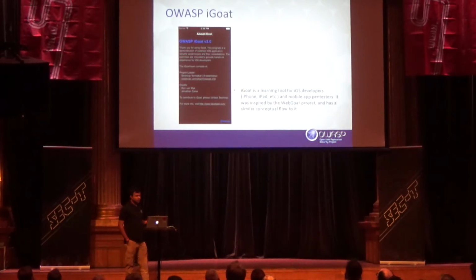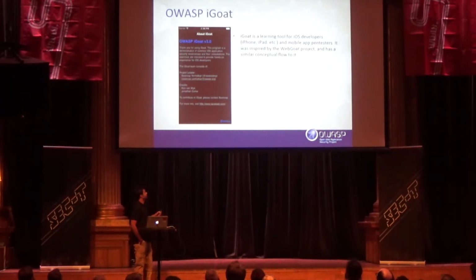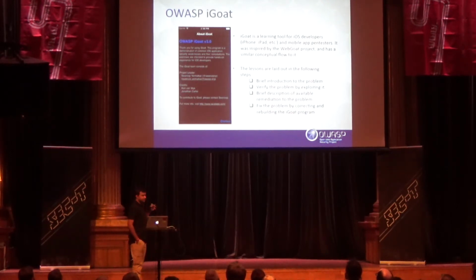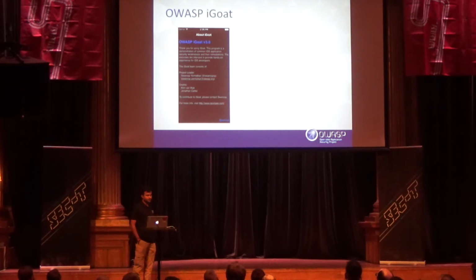So what is OWASP iGoat? It's a tool for iOS developers and mobile app pen testers, and it was inspired by WebGoat and has a similar conceptual flow. So it basically has four things: a brief introduction to the problem statement, verifying the problem by exploiting it, and the remediation of that particular problem. It's a free and open source project. You can bookmark this GitHub link where all the code is available.